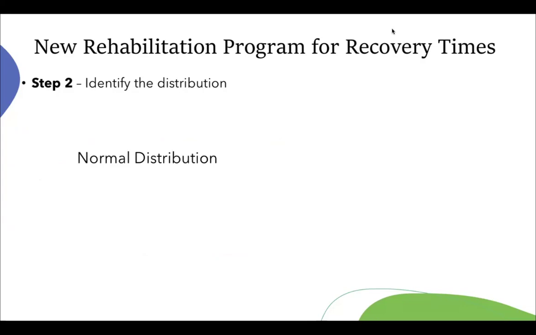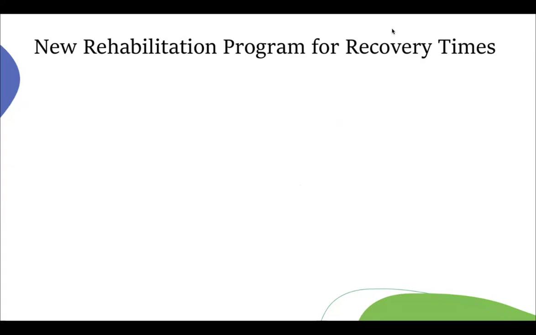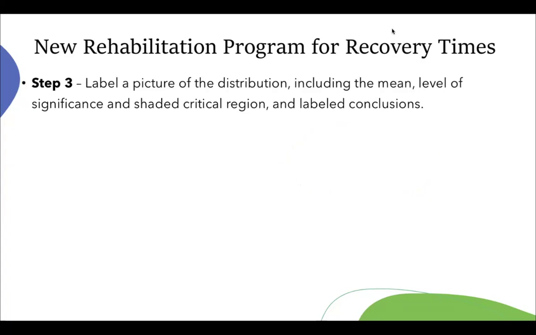So let's go to where we have to choose our distribution. Based on whether or not we have the population standard deviation, we will use the t-distribution, and that is what we have today. Because the population standard deviation is not given, we're going to use the t-distribution. The picture, because this is about increasing recovery time, the significance tail that we're going to shade in is going to be on the right side of this t-distribution.